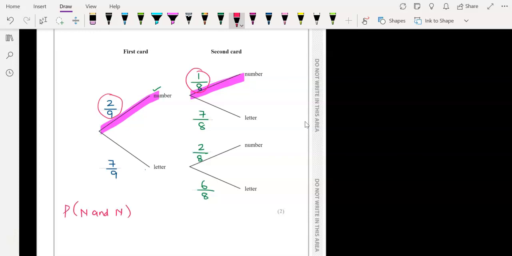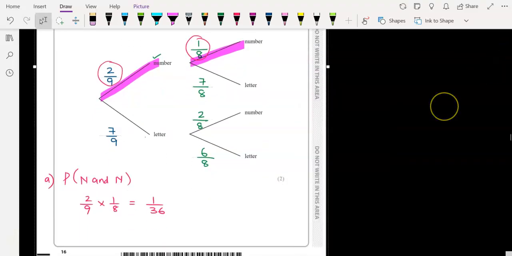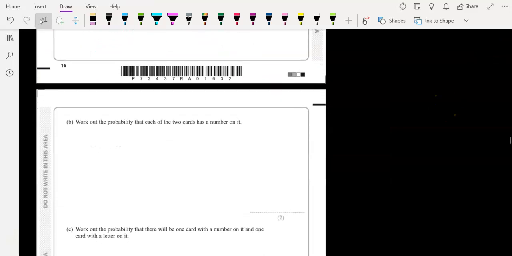we'll take 2 over 9 times 1 over 8. Since it is AND, we multiply the two probabilities. So we'll get the answer 1 over 36. This is the answer for part A. Let's look at part B.